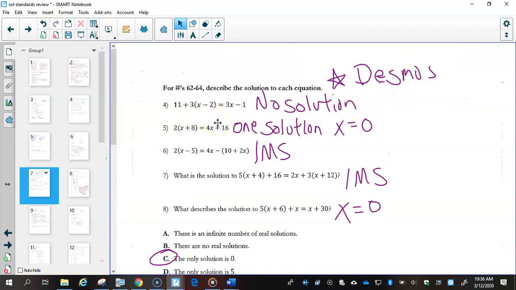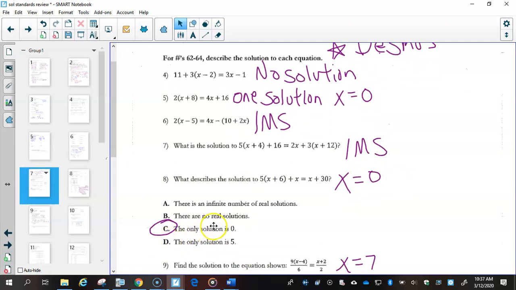These ask you to describe. So your answer should have been things like no solution, infinitely many solutions, one solution, and what that solution was. 4 was no solution. 5 was one solution, and that solution was 0. 6 and 7 were both infinitely many solutions.